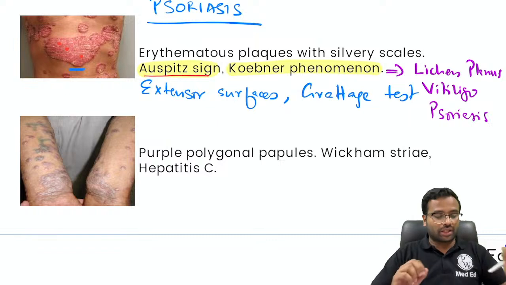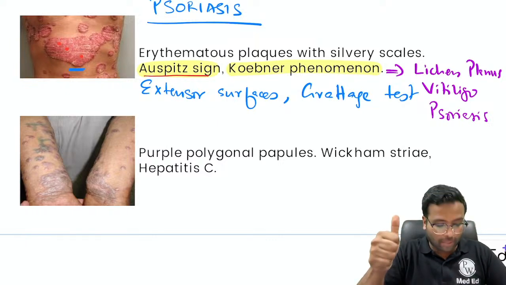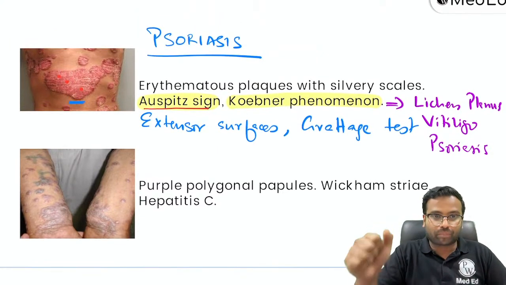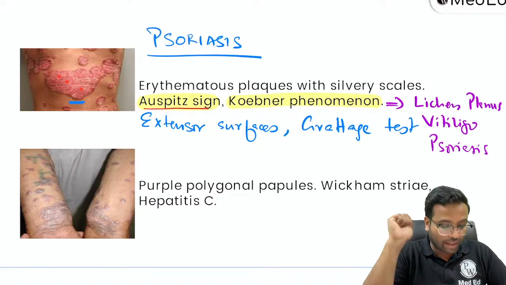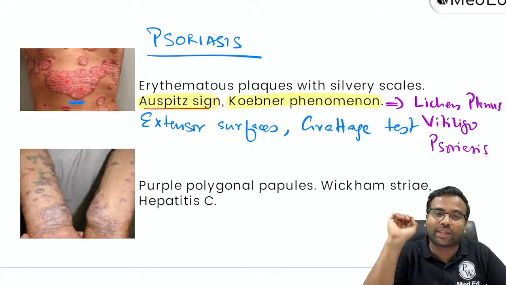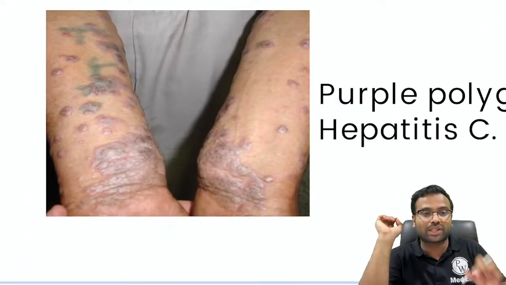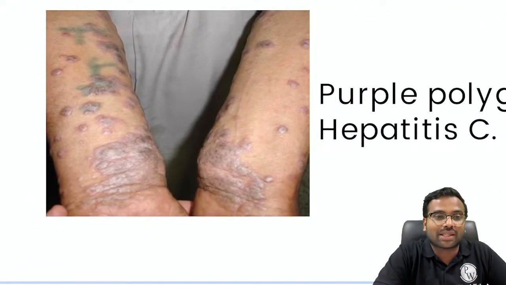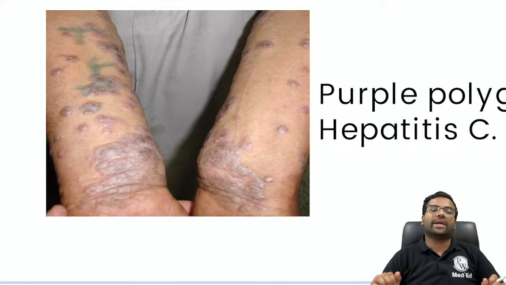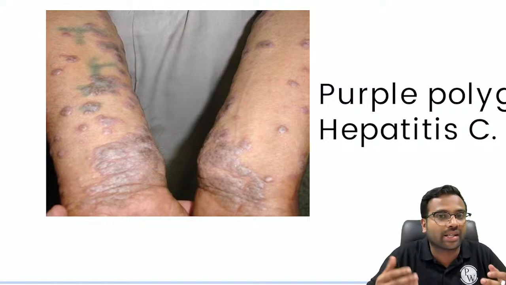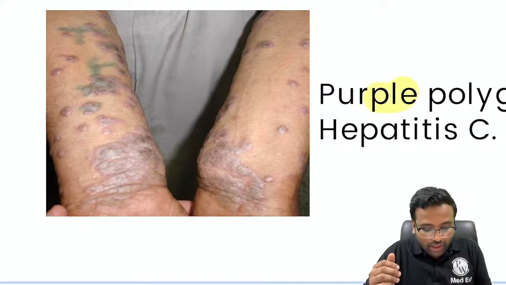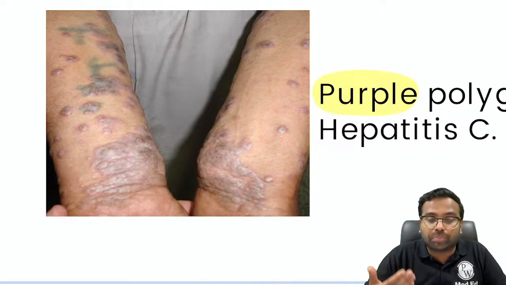The second image says that it's a purple polygonal papules, purple colored polygonal papules, where you can also find Wickham's striae, and there is some association with hepatitis C. I'll zoom this image for you. Since it is an image based discussion, just see the image now. Now you're seeing an image like this. The question itself says the color is not red, the color is purple, isn't it? So there are violet color or purple colored papules which you can find.